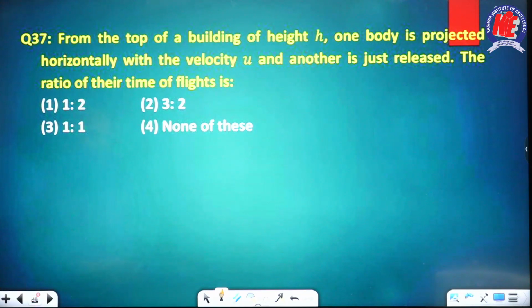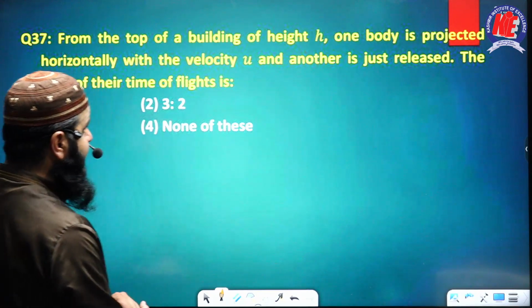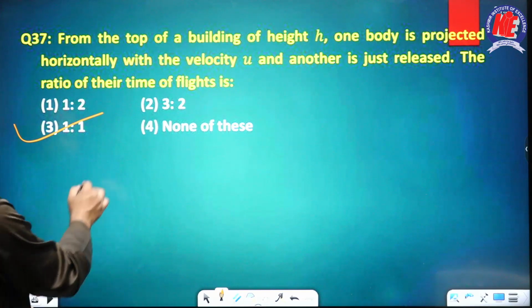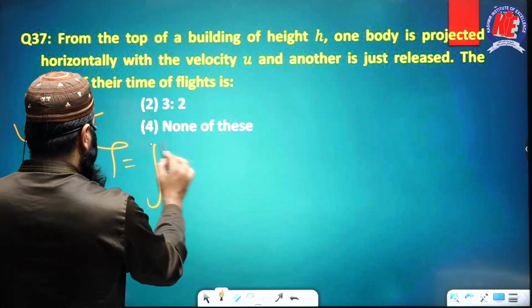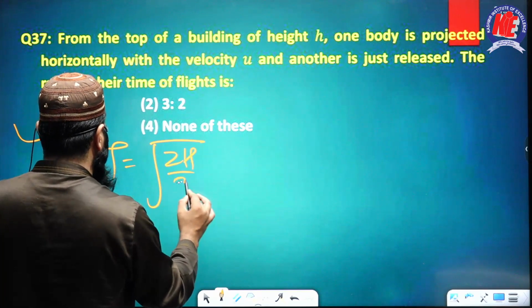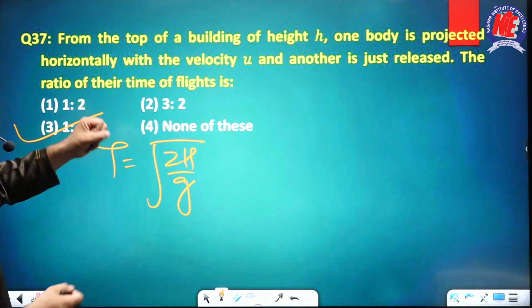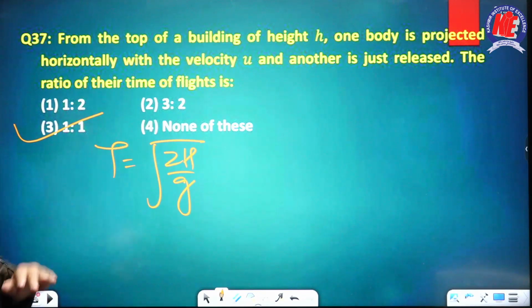From the top of a building of height h, one body is projected horizontally with the velocity u, and another is just released. The ratio of the time of the flights is 1:1 directly. The time of flight for both particles will be root of 2h upon g. So it will be only decided by the height from which they are dropped, as they are dropped from the same height. One was dropped, the other was thrown, but horizontally.